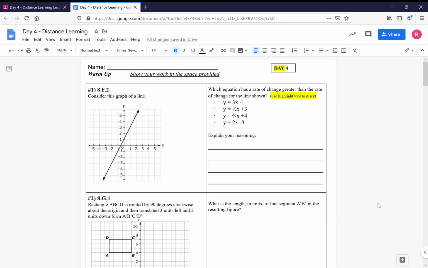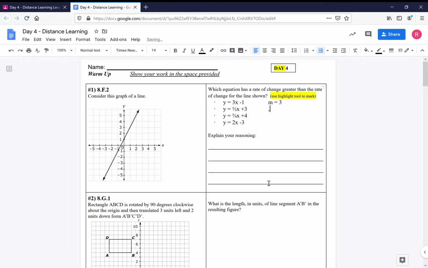So now for number one, consider the graph of a line. Which equation has a rate of change greater than the rate of change for the line shown? So we have to understand that the rate of change is the slope. So we have to figure out which of these slopes are greater than this slope. This is written in y equals mx plus b, so you can see that the slope is going to be the number in front of the x. So here the slope is 3.